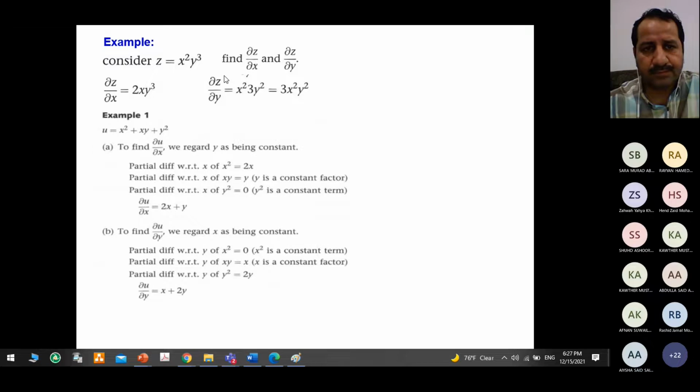Now let's repeat the same partial differentiation, but with respect to y. When we talk about y, we keep x as a constant. You see here, x squared, I keep it. I don't touch it. Now I go for y to the power 3, its derivative is 3y squared. Now, this example, is it clear?